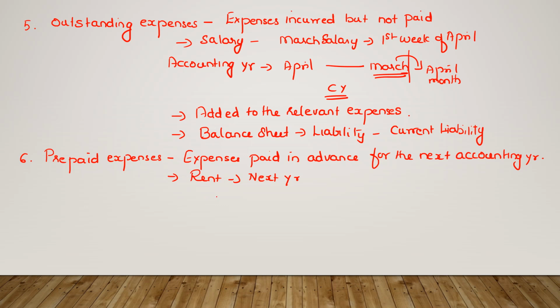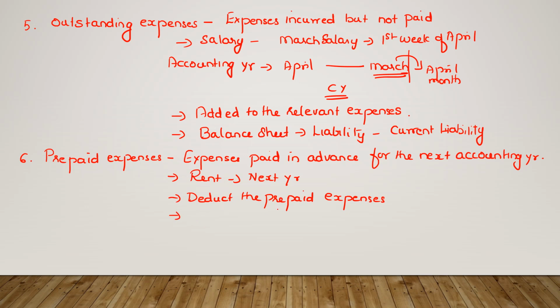It should not be included in the current year's rent. So what we'll do, we will deduct the prepaid expense because it is related to next year. It should be charged to profit and loss account in the next year against the revenue. So we have to remove that. From 65,000 we have to remove the 5,000, and the rest of 60,000 only is related to the current year rent.